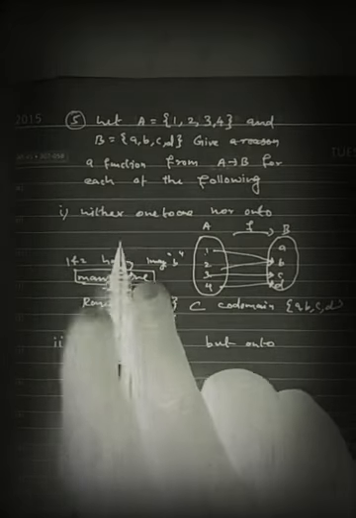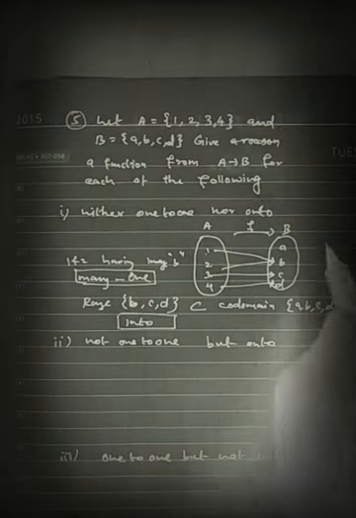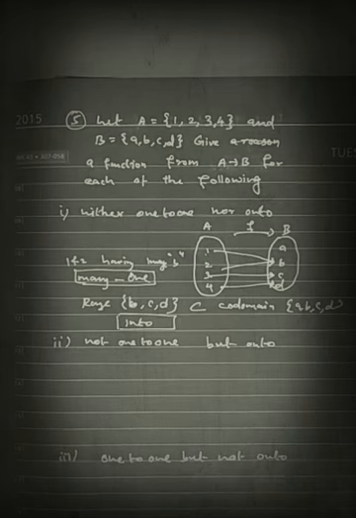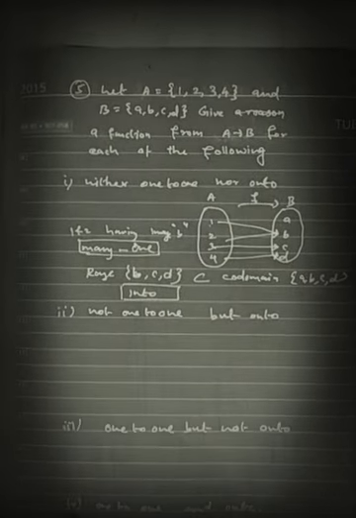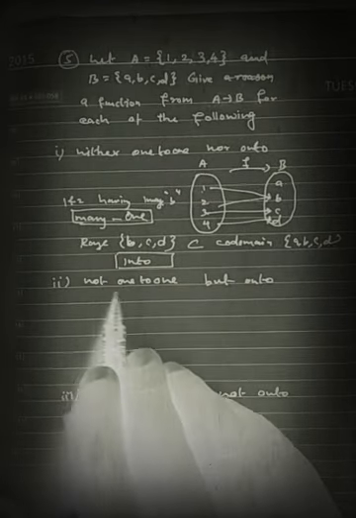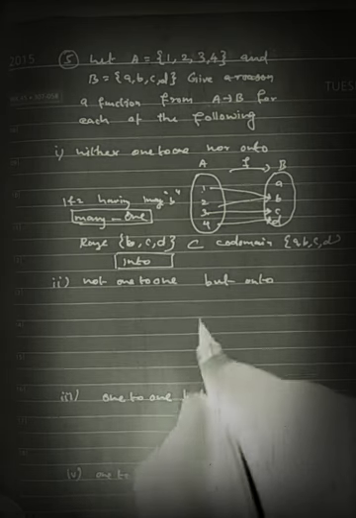Therefore, it is neither 1 to 1 nor onto. In both cases, this is not a 1 to 1 function. This is not an onto function. It's a many to 1 and into function. Next, not 1 to 1 but onto. They are saying not 1 to 1.